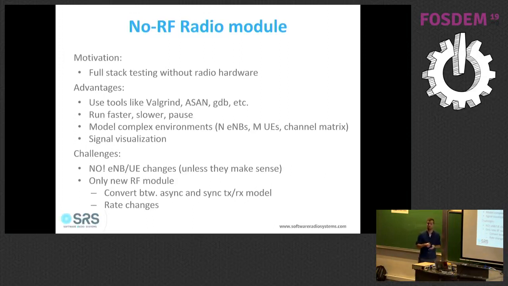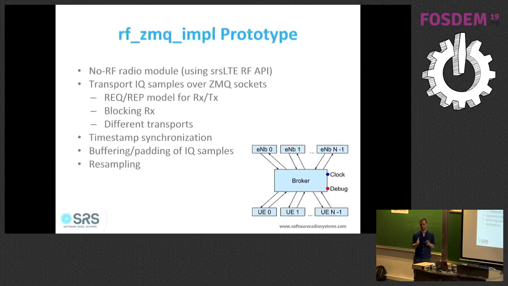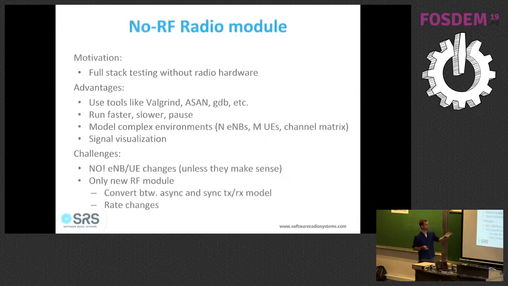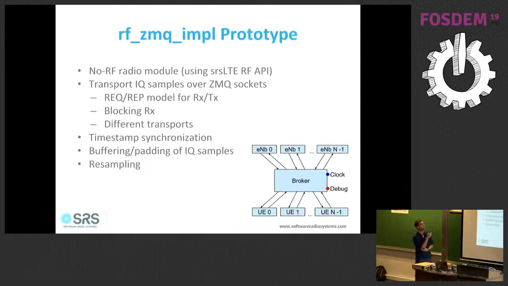And there's rate changes as well. So cell search, for instance, you do at a very low bandwidth, and then you increase your rate if you find the cell to be 10 megahertz wide or 20 megahertz wide. So that's something we needed to cope with. There's still a few discussions going on as to where we put those functions, but in general, I think the idea is to have this no-RF radio module, use ZeroMQ for transporting IQ samples, use a request-reply kind of model, have a blocking receive, and have the possibility to use different transports.